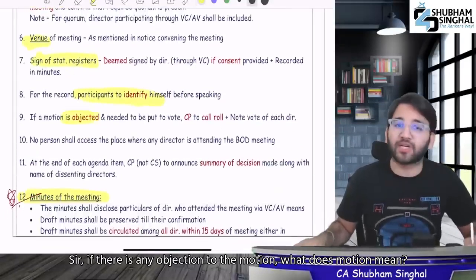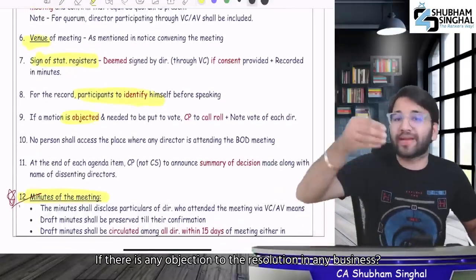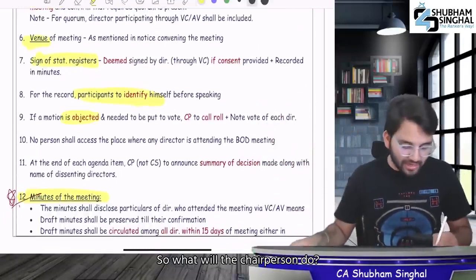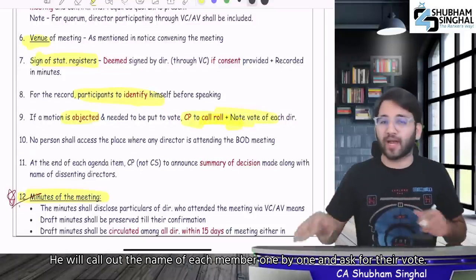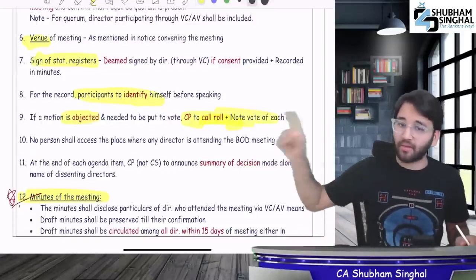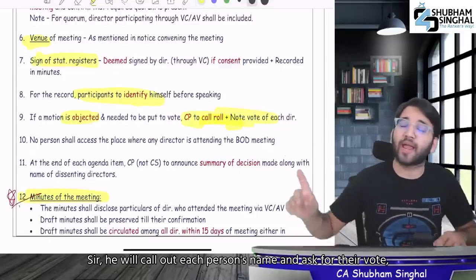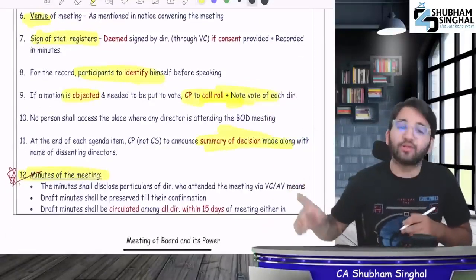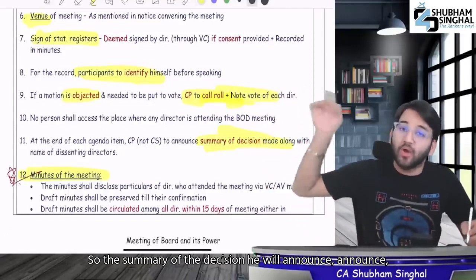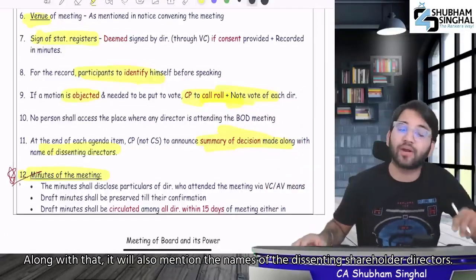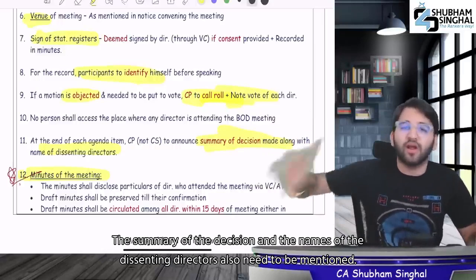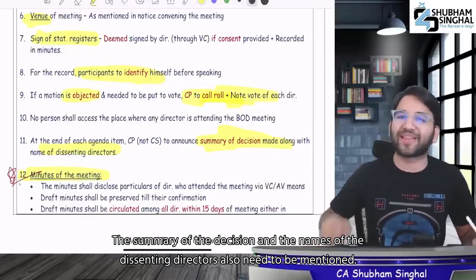If there is any objection, then what does it mean? If there is objection to business resolution, what will chairperson do? He will call out each member and ask to vote. He will call out each name and ask to vote. When resolution is passed, then he will announce summary of the decision. Then he will also mention names of dissenting shareholder directors. And you have to tell summary of decision and names of dissenting directors.